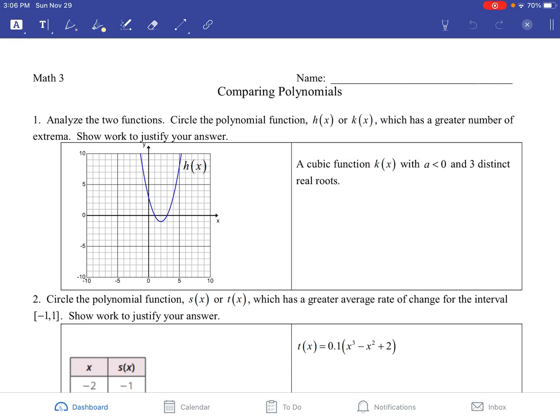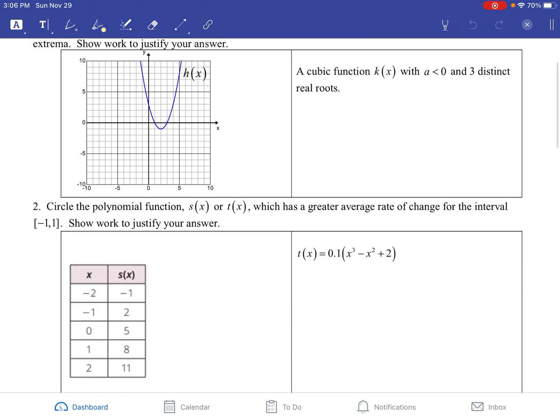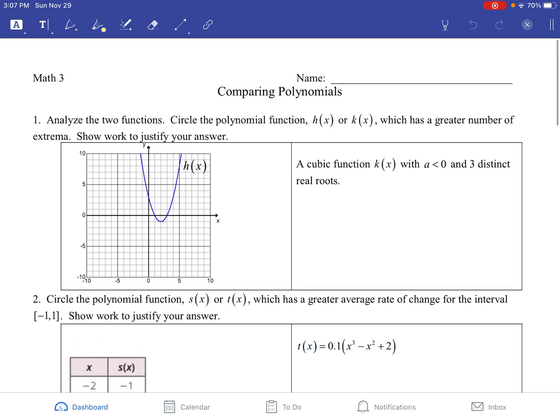So today we're going to start looking at comparing polynomials. And what we're going to be doing with this is using information we've already looked at in previous lessons for this unit and applying that knowledge to compare different pieces of polynomials. So you might be given a graph or information about a function or a function itself or a table and asked to compare things that we've already looked at with each other. Okay? So let's show you how this works.